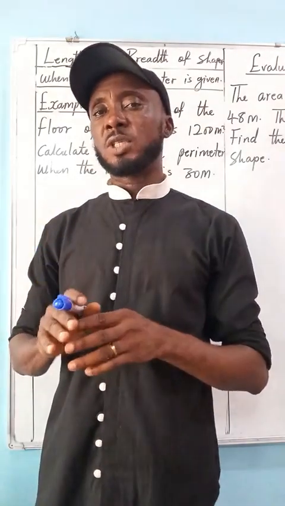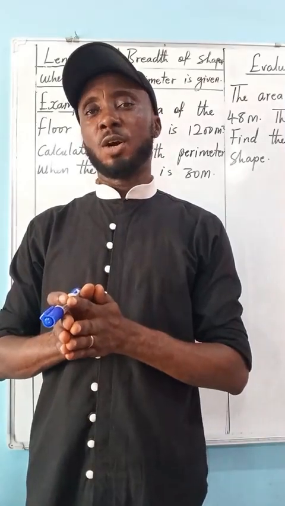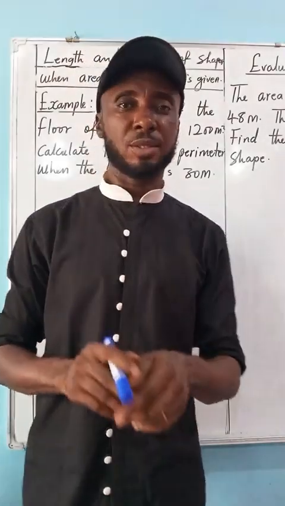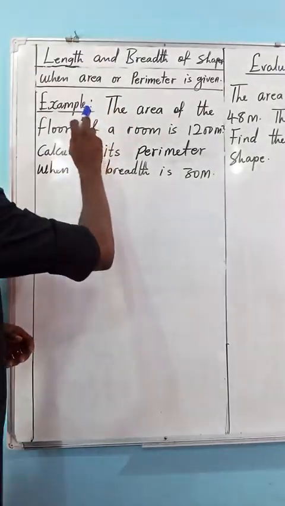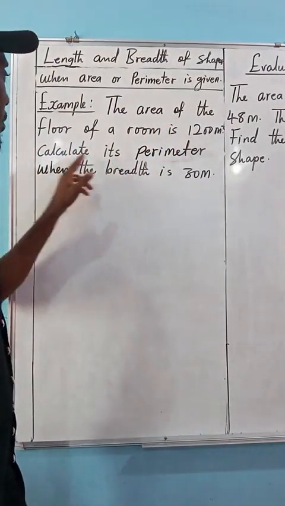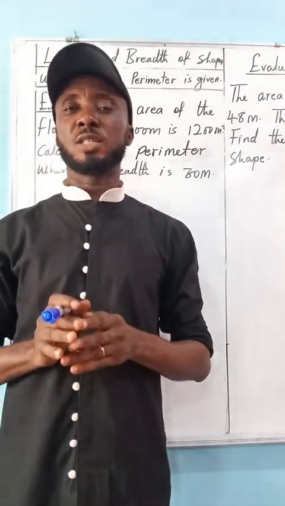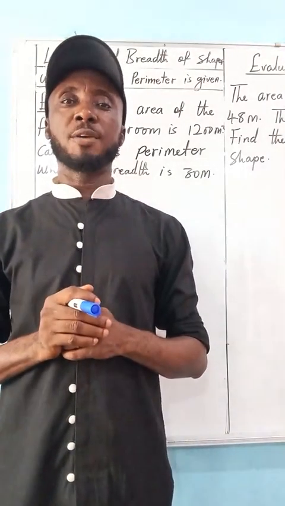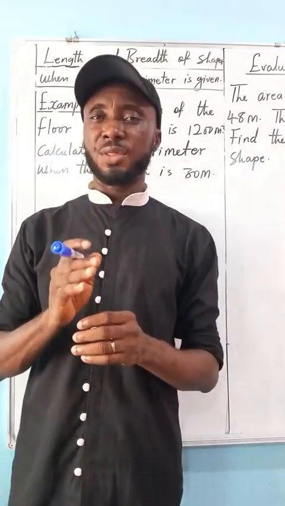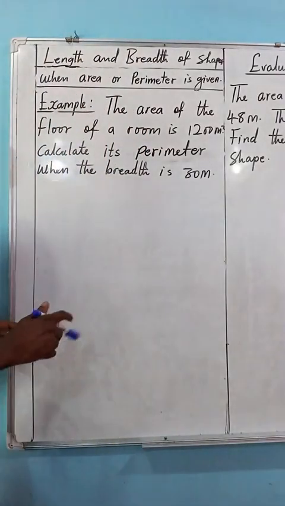In this video, we'll be talking about finding the perimeter of a shape when the area is given. But first of all, we have to find the length. Let's look at this example. The area of a floor of a room is 1,200. Calculate its perimeter when the breadth is 30 meters. So what we have to do here is, first of all, get the length of the rectangle before we can get the perimeter.